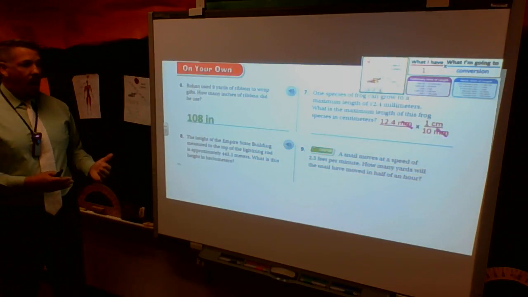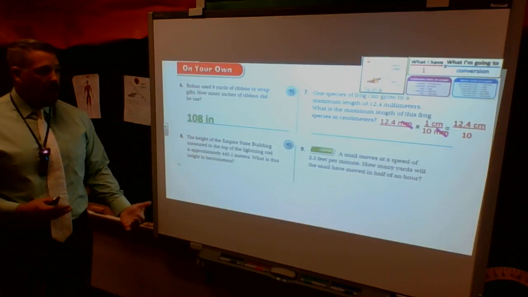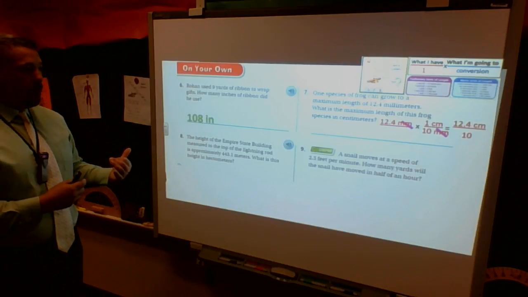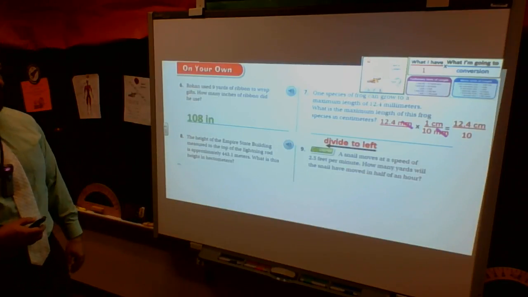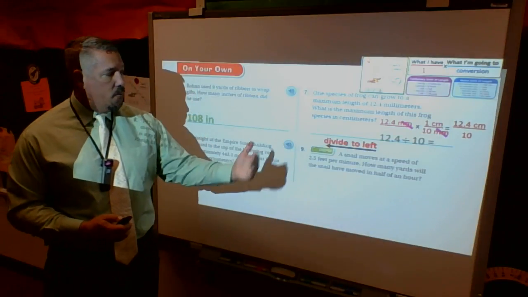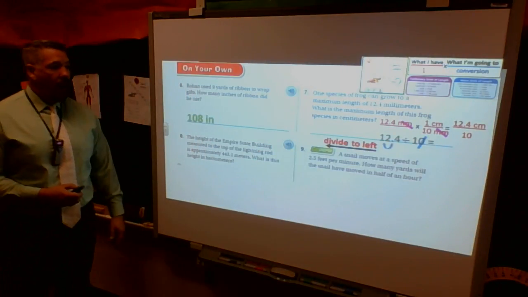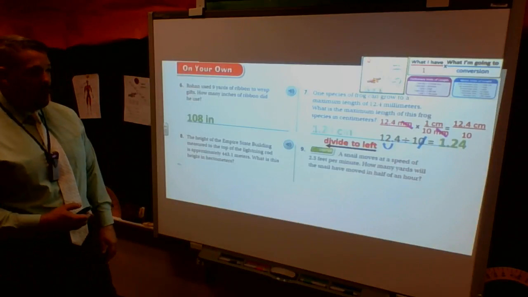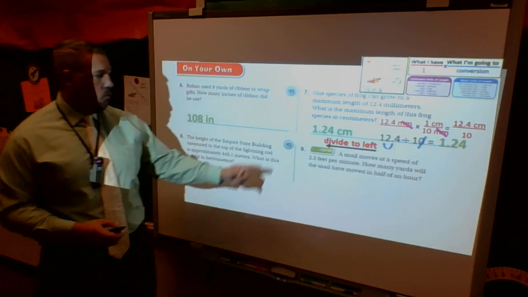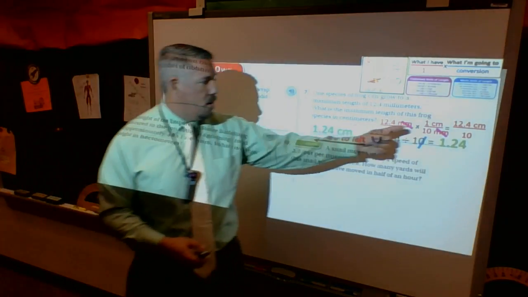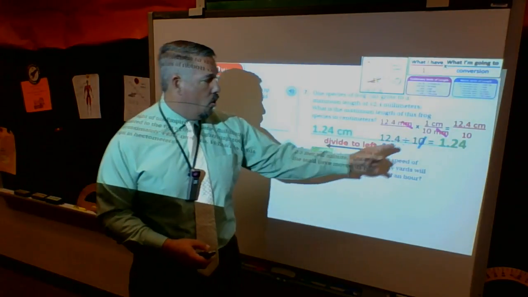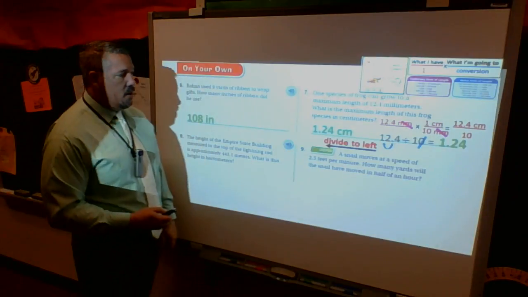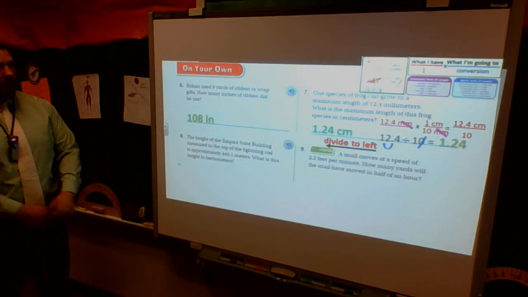If I just divide by the 10, moving my decimal to the left 1 time, then I know that I'm going to just shift it and get, either way, 1.24 centimeters. It's a very tiny frog. So 1.24 centimeters, either by dividing with my calculator or shifting it 1 time because of the 1 zero that I'm moving with.